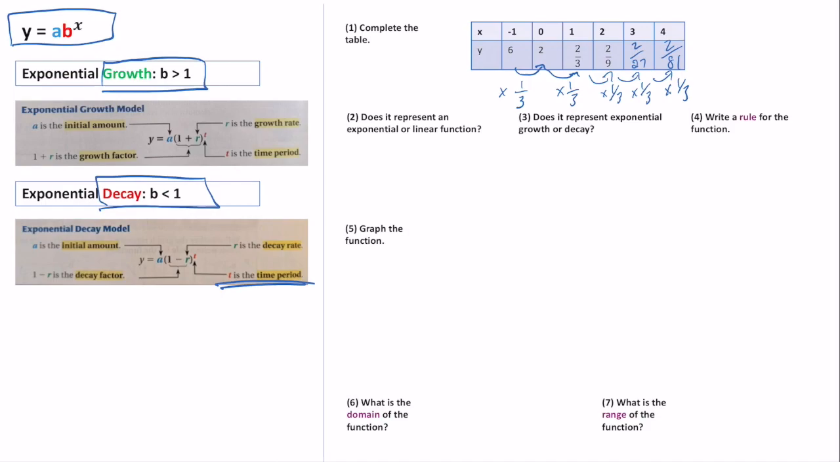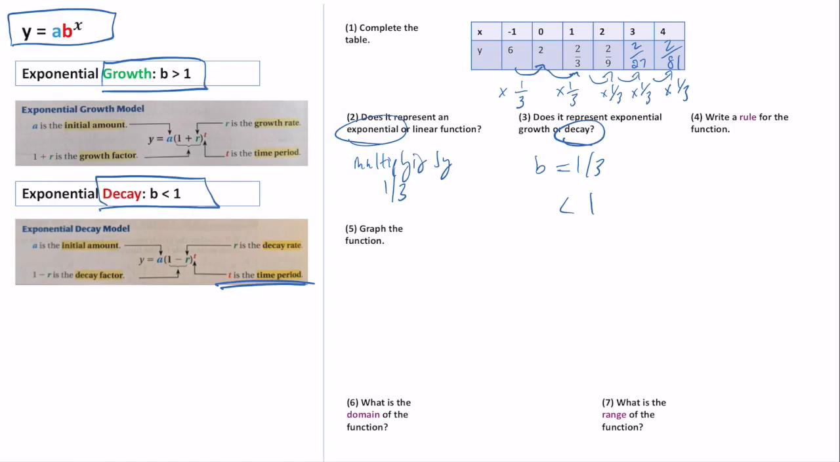Now, does our table represent an exponential or linear function? Definitely exponential. And the reason we can see that is because we're multiplying by 1/3. If we're not adding each time, we're doing multiplication, so it's exponential. Does it represent exponential growth or decay? Well, because the factor we're multiplying by is less than 1, it's decay, because B is 1/3, which is less than 1. So if we're multiplying by a number less than 1, we're going to get decay, or that number is going to get smaller and smaller and smaller, okay?